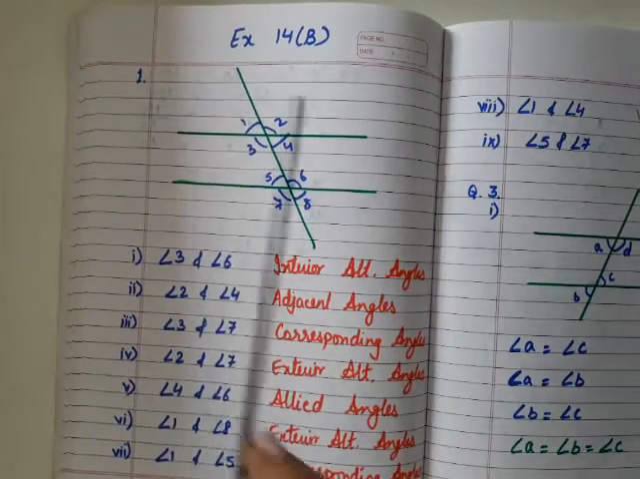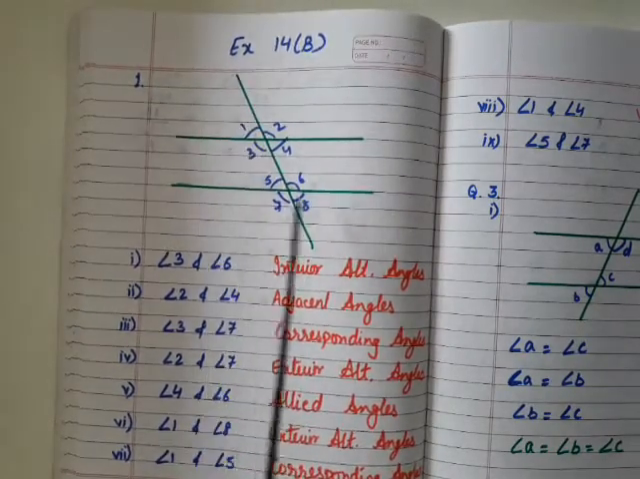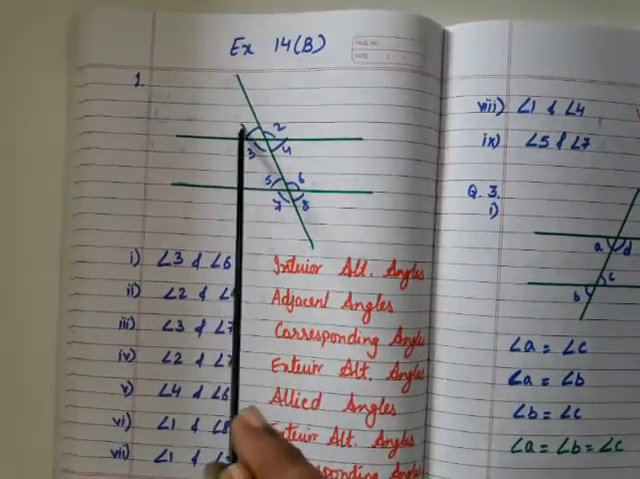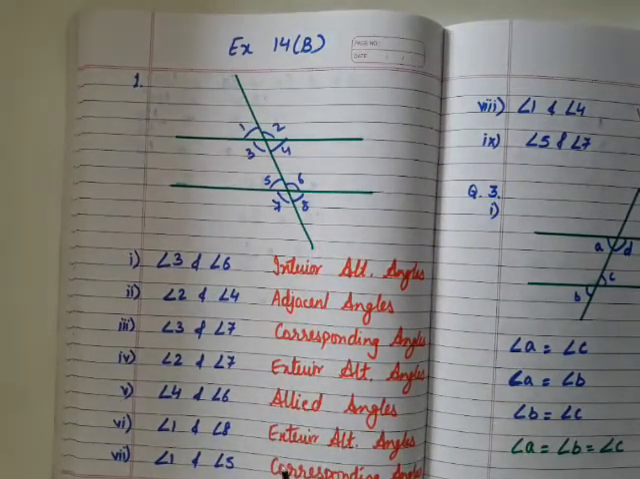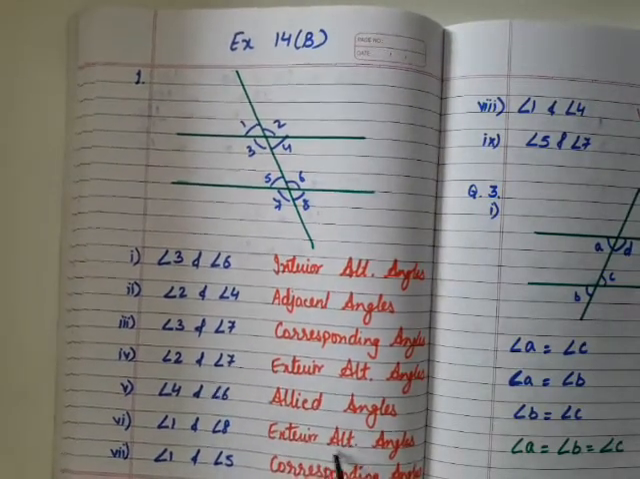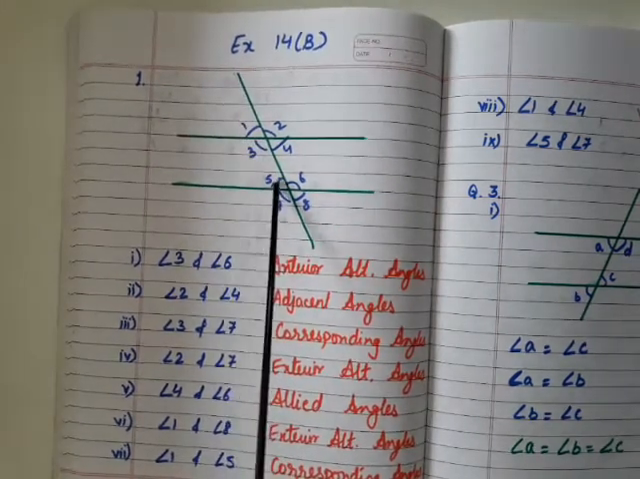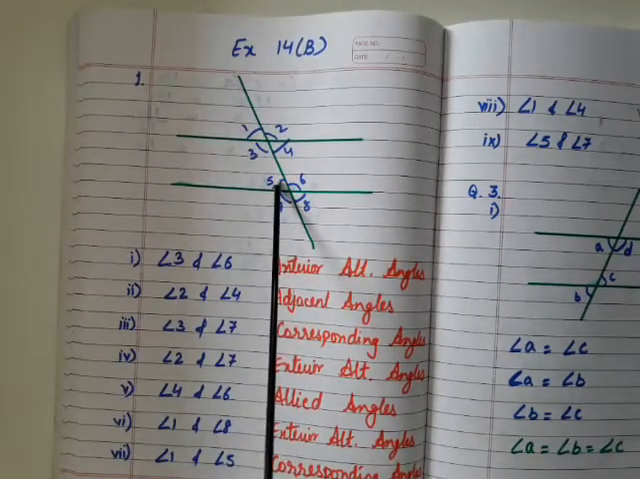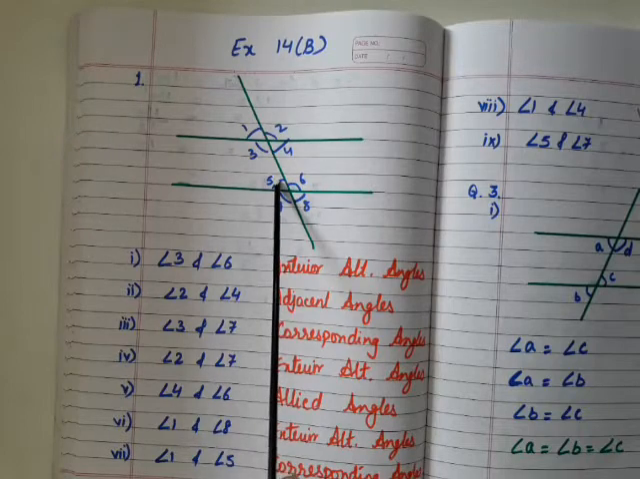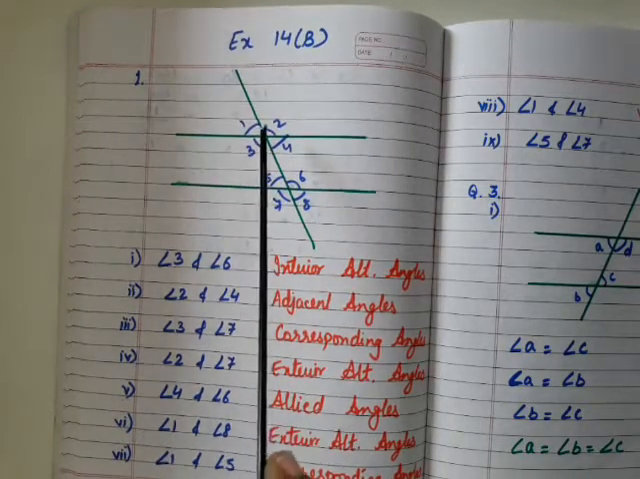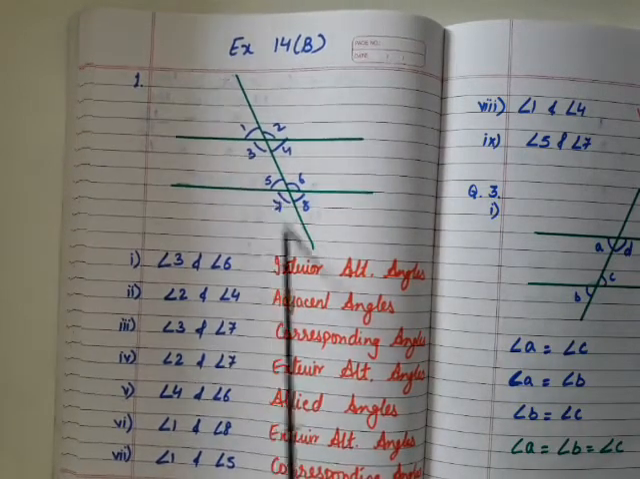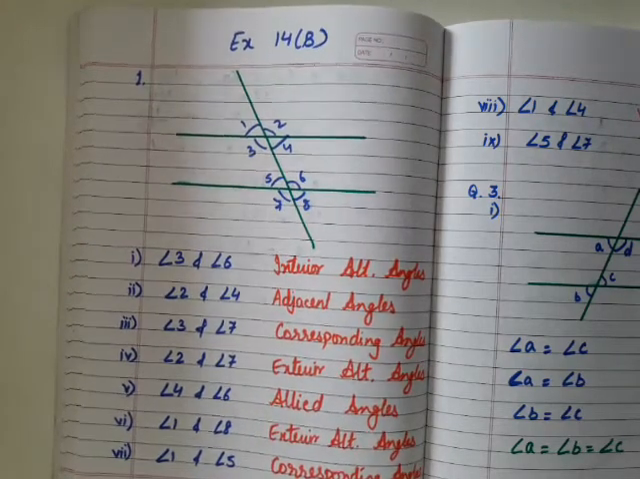Next, 1 and 8. Both of them are exterior angles and they are in the alternate position. So the name of the angle is exterior alternate angles. Next, 1 and 5. 1 and 5, both are in the same position on the upper side of the line towards the left side of the transversal. So the name of this kind of angle is corresponding angles.